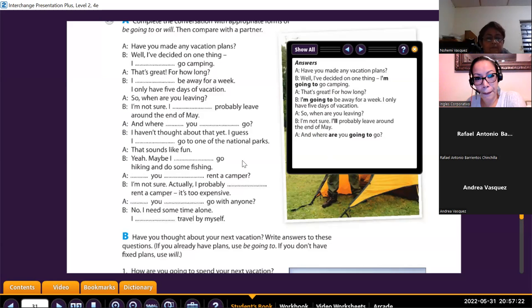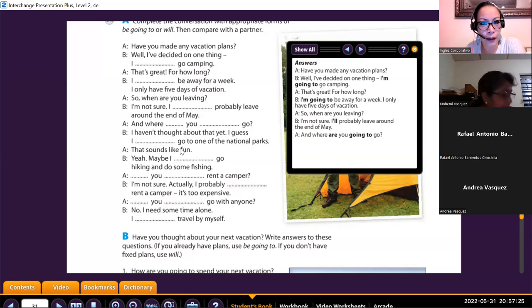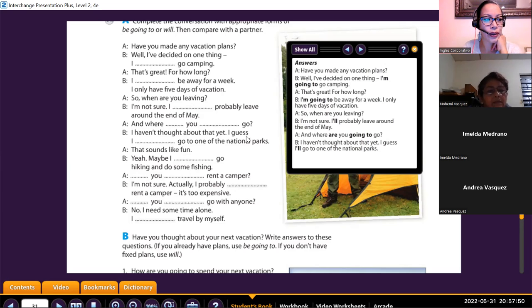And then, what is next? I am going to go to one of the national parks. I think it could be will. Okay. Sí, porque dice, I guess. Ajá, I guess es yo creo. Entonces, no hay como seguridad, ¿verdad? No hay un plan, I guess. So, yes, I guess I will. In that case, I will. Por la frasecita, I guess. I'll go to one of the national parks.